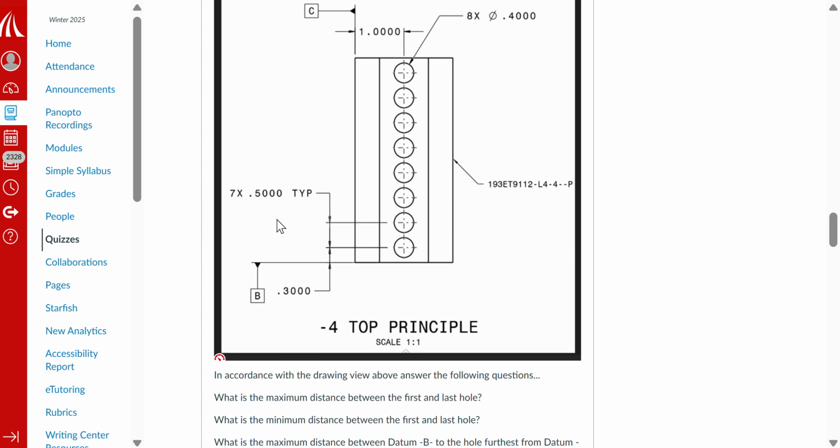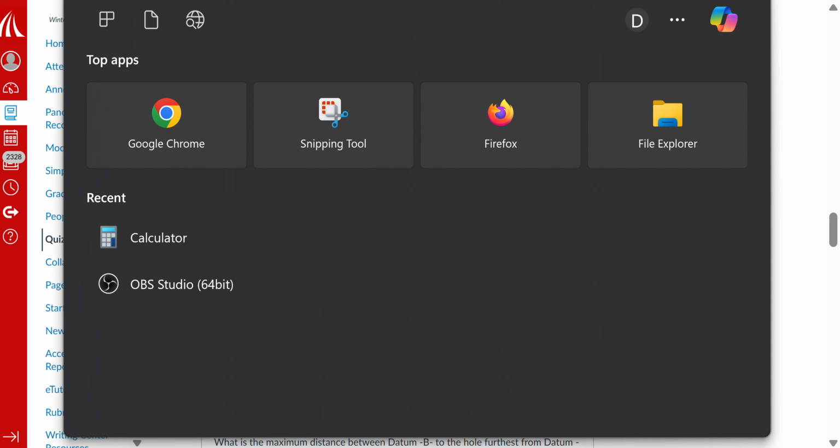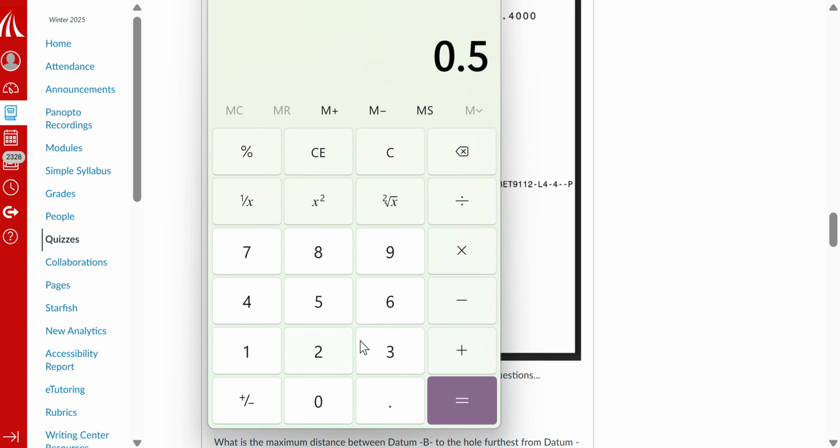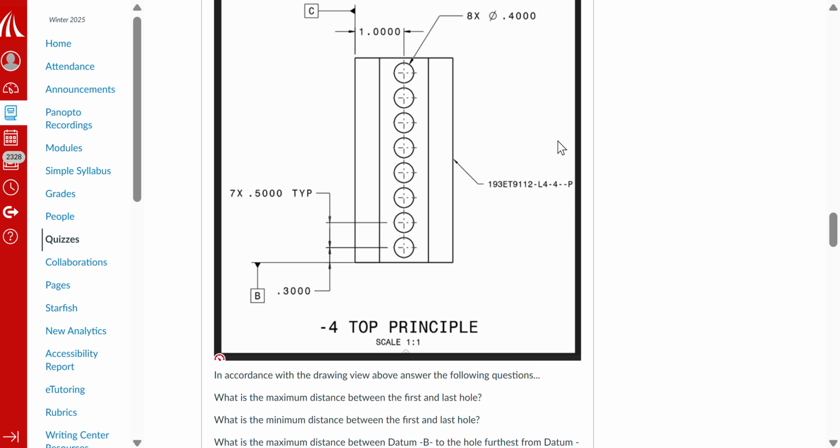Well, if the distance from hole to hole is 0.5, the greatest distance each hole could be would be 0.53. So, if you take out your calculator, of course I don't have it handy, it would be 0.53 times 7. And that would mean that the distance from the first hole to the last hole would be 3.71 based on the way this is dimensioned.